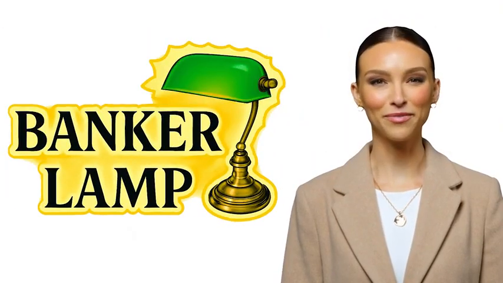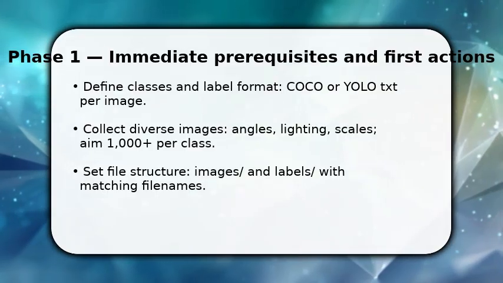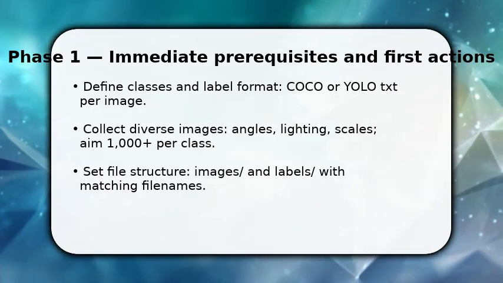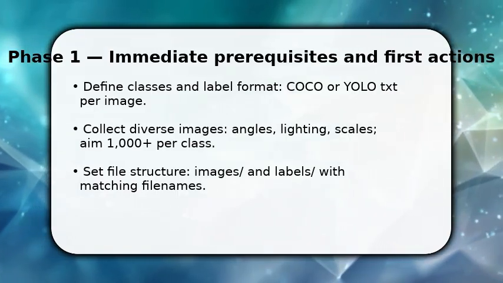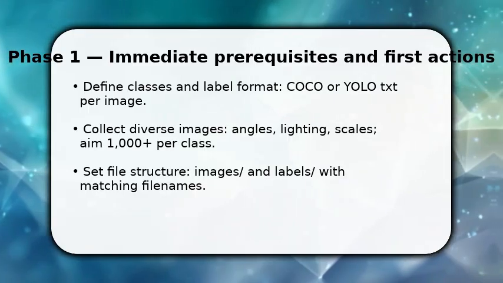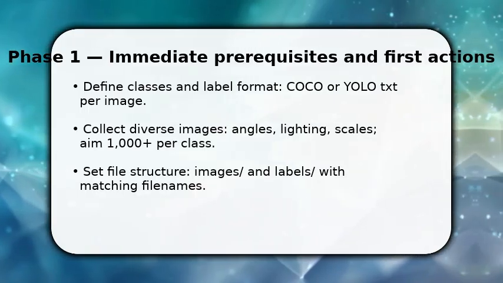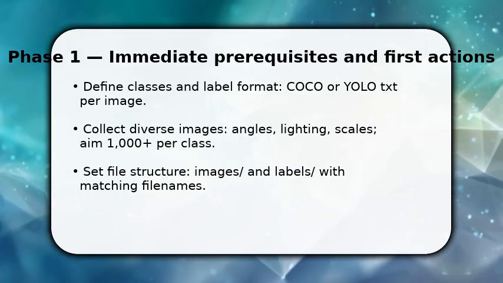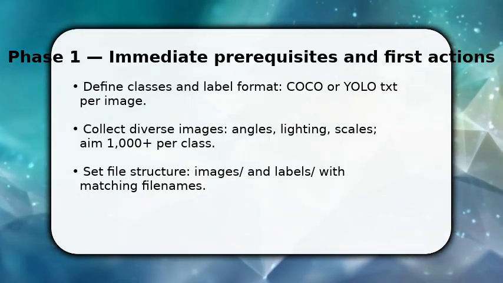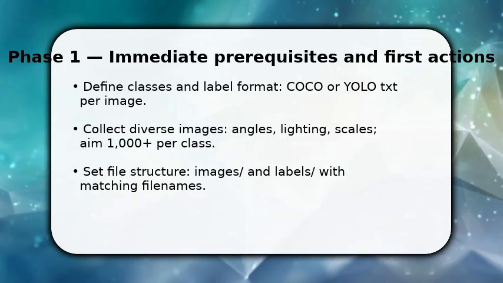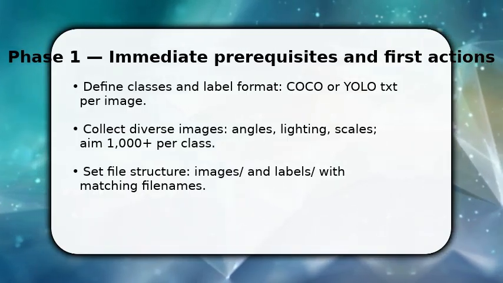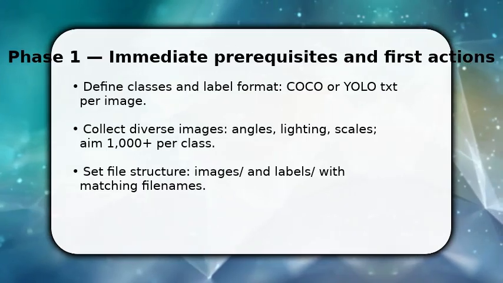Please enjoy the video. You start by defining exact classes and choosing YOLO TXT or COCO JSON. This decides annotation fields. Then, begin image capture. Use varied angles, lighting, and scales so models generalize. Once done, organize files into images/ and labels/ folders with identical base file names. This keeps the training pipeline simple.